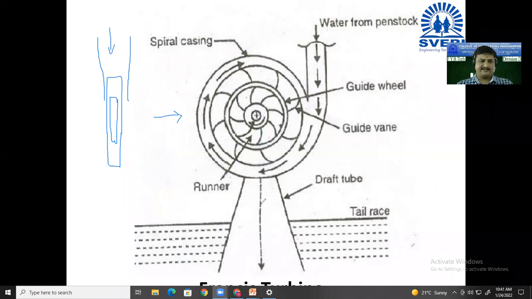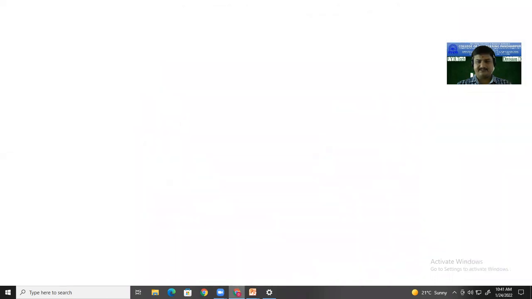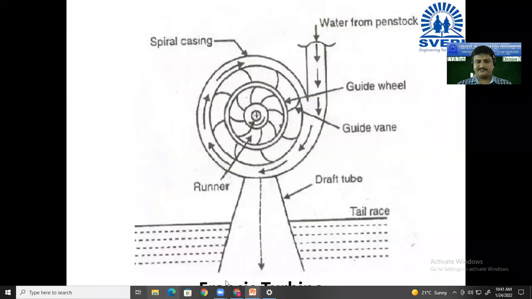In the animation I think it will be clear to you. Sir, the figure is drawn. The diagram is over. Yes, sir. Just a minute. Let us check whether the animation is available. Yes, it is available.